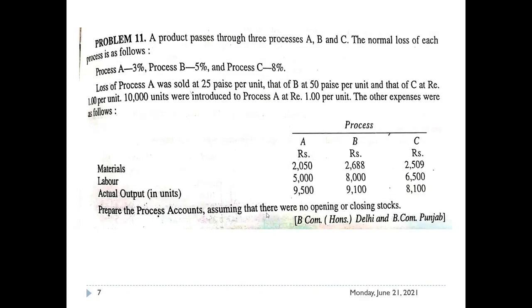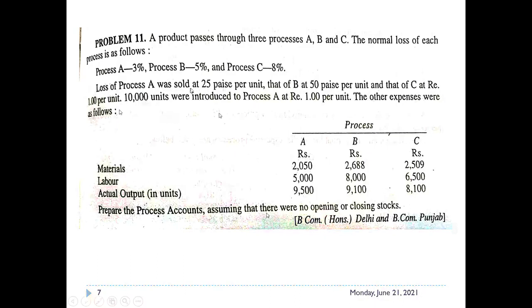So next problem. A product passes through three processes A, B, and C. The normal loss of each process is as follows. So now we have to prepare three process accounts: Process A, Process B, and Process C. And normal loss is given: 3% from Process A, Process B 5%, and Process C 8%. Okay. So loss of Process A was sold at 25 paisa per unit. So from Process A, normal loss is sold at 25 paisa per unit, and from Process B 50 paisa, and Process C 1 per unit.